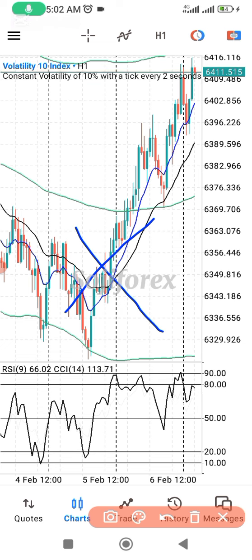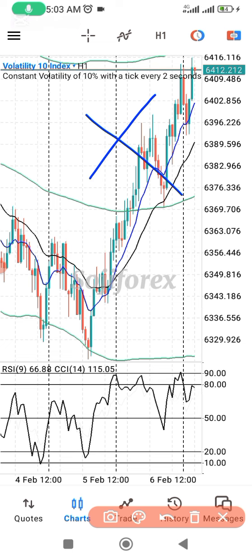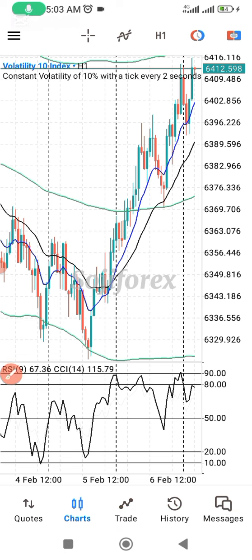You are not looking for an opportunity to buy if price is playing around the lower Bollinger Band. That is if you want to buy. And you are not looking for an opportunity to sell if price is playing around the upper Bollinger Band on an H1.